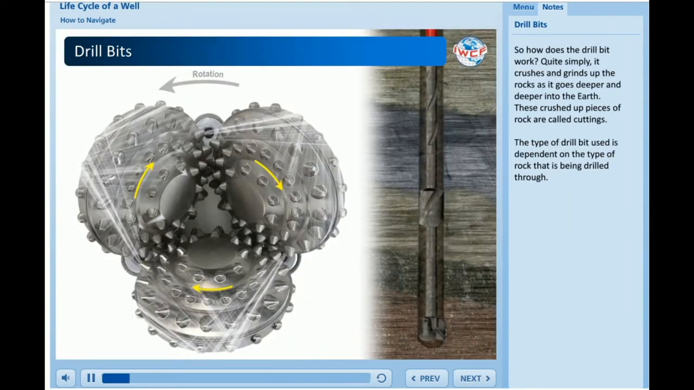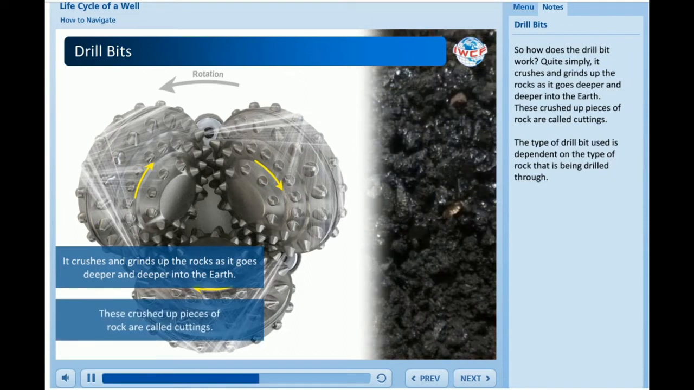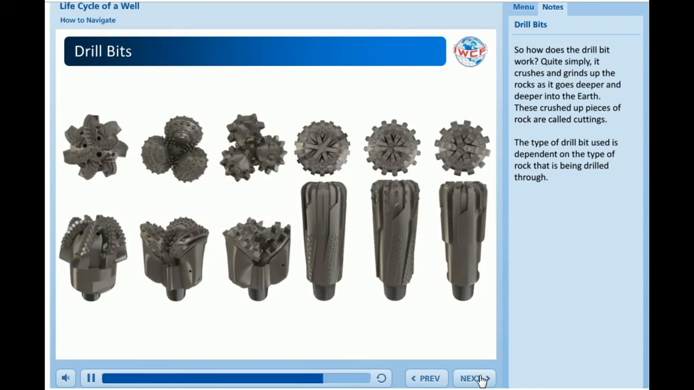So, how does the drill bit work? Quite simply, it crushes and grinds up the rocks as it goes deeper and deeper into the earth. These crushed up pieces of rock are called cuttings. The type of drill bit used is dependent on the type of rock that is being drilled through.